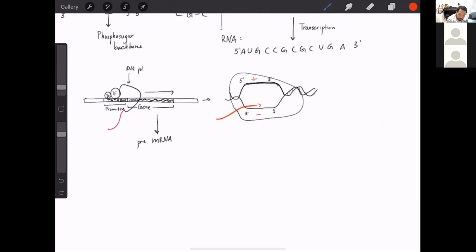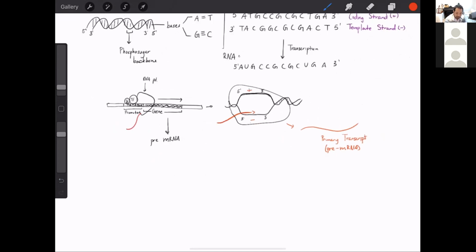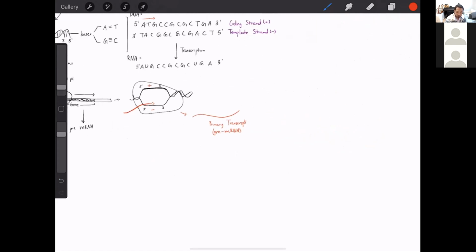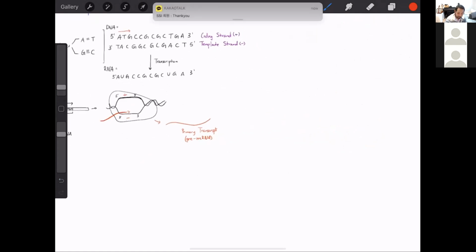And eventually this falls off, which then produces what we call a primary transcript, or sometimes called pre-mRNA. So hopefully you guys remember these mechanisms. I'm not going into details about these mechanisms, but hopefully you remember them, because mastering these ideas is really going to help you understand the next section a little bit better.